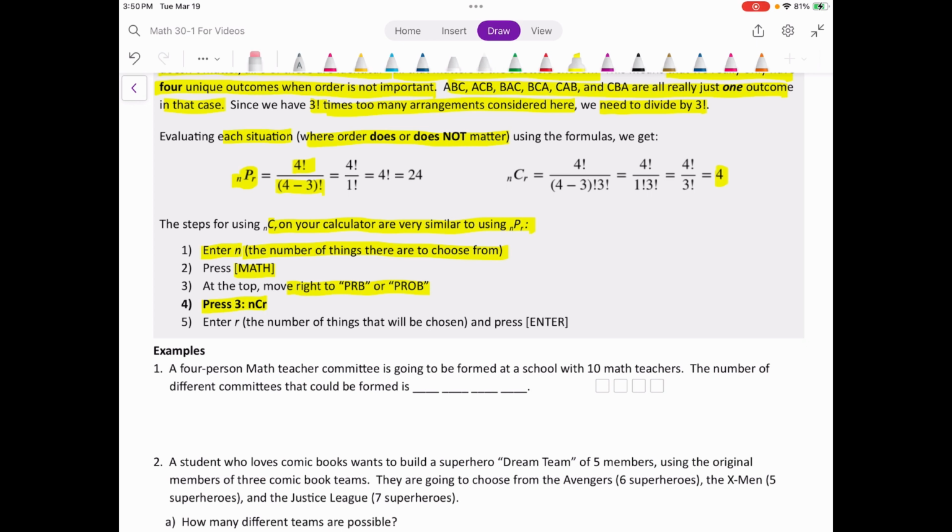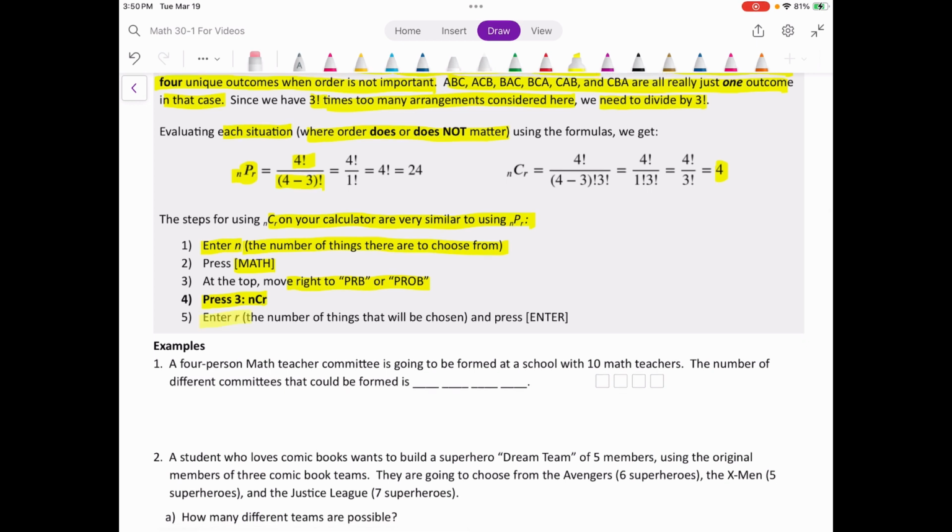And then finally, you enter r, the number of things that will be chosen, right? So you can think of it like you're putting in your n, you're telling it you want combinations, and then you're telling it what r is, right? Read it left to right, and that's the order of the buttons you press. Put in your n, go to Math to find choose or combinations, and then put in your r.